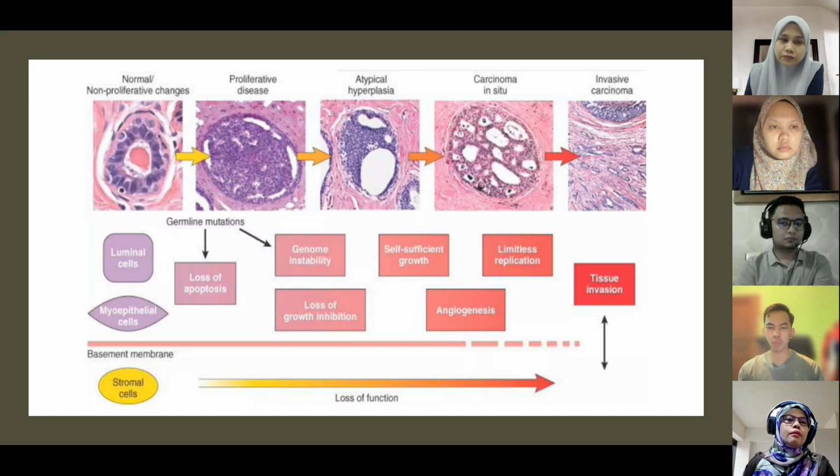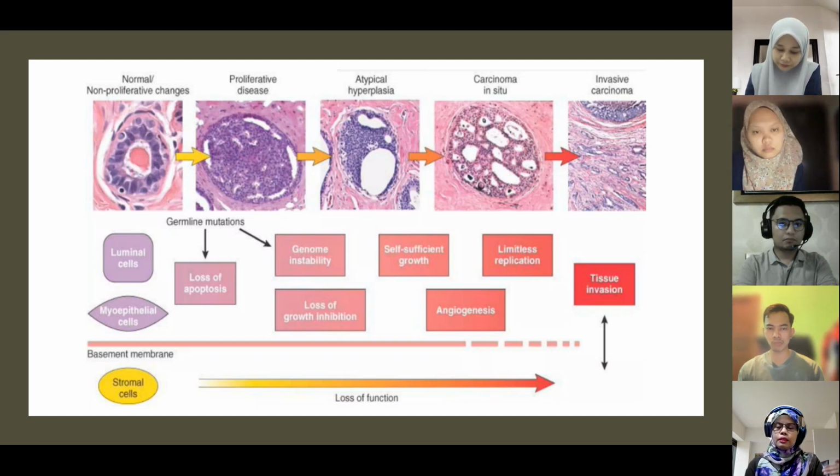The mutation starts at the proliferation delay, where it lost the apoptosis. After that, the genome instability and loss of growth inhibition also occur during this period. Then it goes to the atypical hyperplasia and carcinoma in situ, where the cell self-sufficient growth, angiogenesis, and limitless replication occur. After that, when it comes to invasive carcinoma, the tumor cell starts to invade the stroma cell.